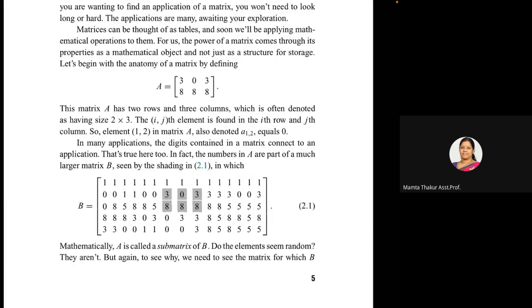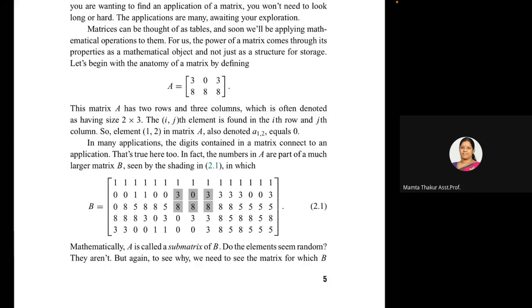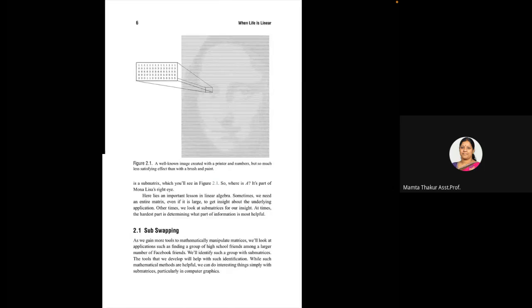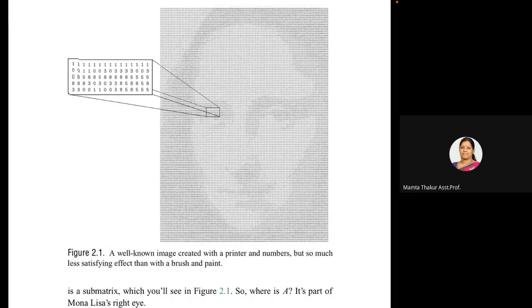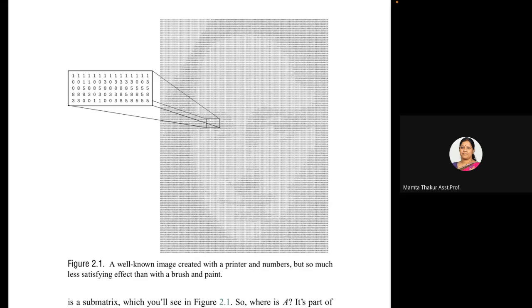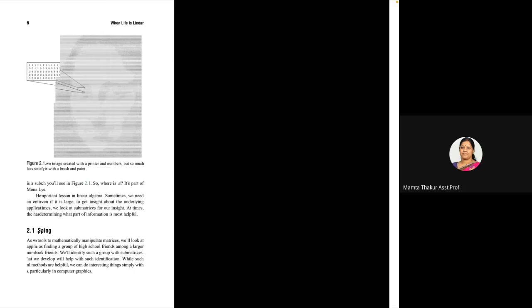So this can be thought of as a matrix of order, say, some m by n. And if I take a portion of it, it's going to be a submatrix. If you look at this particular figure, it's nothing but the painting of Mona Lisa, right? A well-known image created with a printer and numbers, but with so much less satisfying an effect than with a brush and paint. It is not as appealing as when we paint it with a brush, but certainly it looks like the Mona Lisa painting, right?